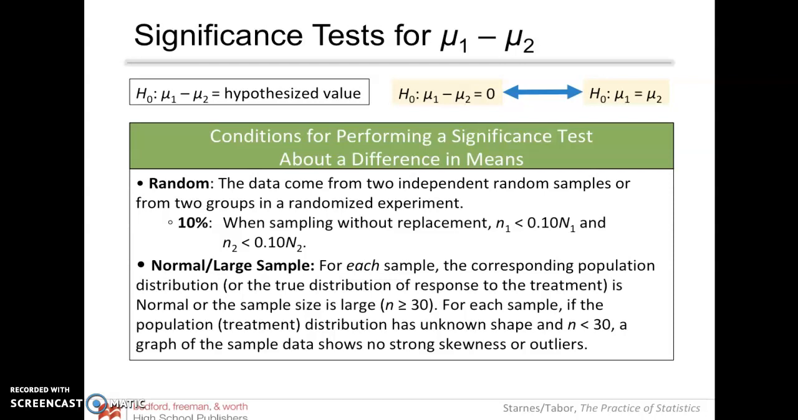When we talk about conditions, for the random condition, we have to check both groups. Our 10% condition is only for sampling without replacement. If we've got a randomized experiment, no 10% rule is necessary. And then our normal or large condition, what we called large counts when we were dealing with proportions, can be satisfied in 3 different ways. The first way is if our data comes from a population that is approximately normally distributed. The second way is the central limit theorem, when our sample size is sufficiently large, which means 30 or greater. And the last way would be for us to graph the sample data in a dot plot or a histogram and have it show no strong skew or outliers.